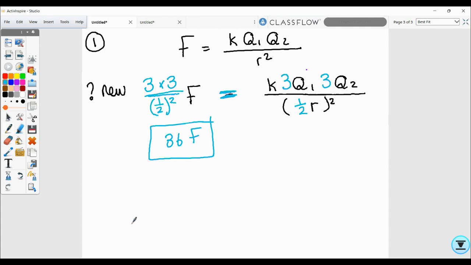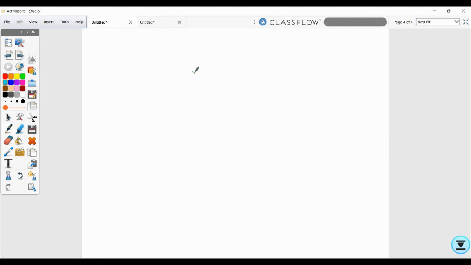Then in your test though, there was a skills question. I'm just going to do the gist of it. They said plot a graph of the force versus 1 over r squared, and they told you it's the relationship between two identical charges. So you knew the charges were identical. So you had your graph.